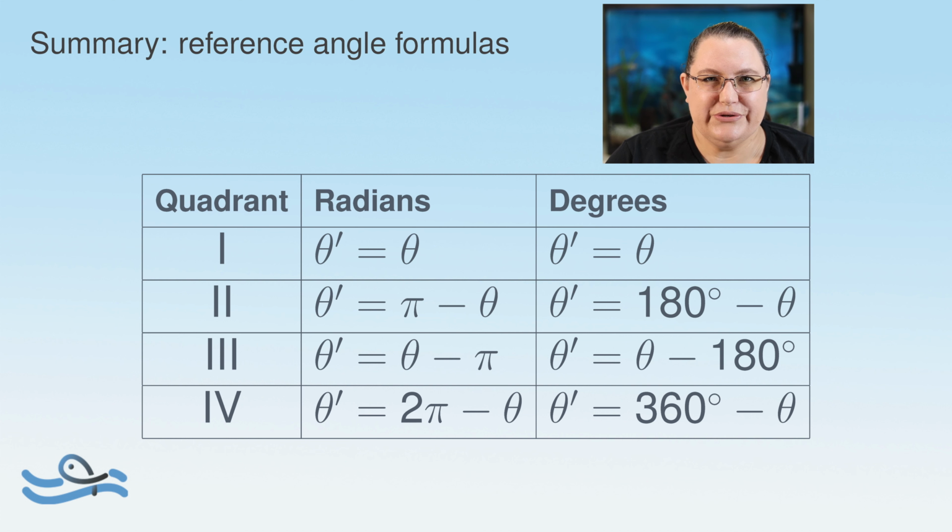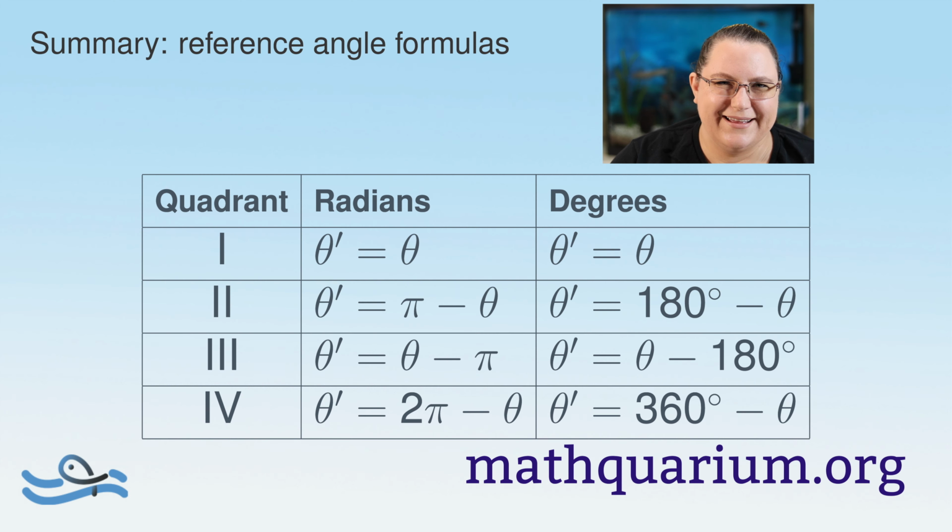To summarize this, in quadrant 1, theta prime is equal to theta. In quadrant 2, theta prime is equal to pi minus theta, or 180 degrees minus theta. In quadrant 3, theta prime is equal to theta minus pi, or theta minus 180 degrees. And in quadrant 4, theta prime is equal to 2 pi minus theta, or 360 degrees minus theta.